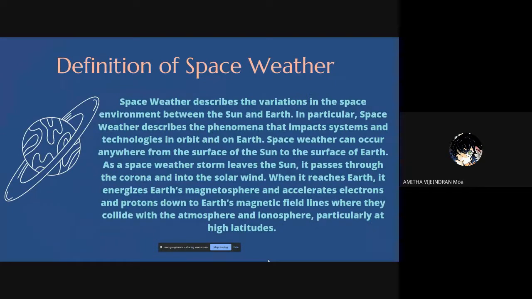The definition of space weather. Space weather describes the variation in the space environment between the Sun and Earth. In particular, space weather describes the phenomena that impact systems and technologies in the orbit and on Earth. Space weather can occur anywhere from the surface of the Sun to the surface of the Earth. As a space weather storm leaves the Sun, it passes through the corona and into the solar wind. When it reaches Earth, it energizes Earth's magnetosphere and accelerates electrons and protons down Earth's magnetic field lines, where they collide with the atmosphere and ionosphere, particularly at high latitudes.